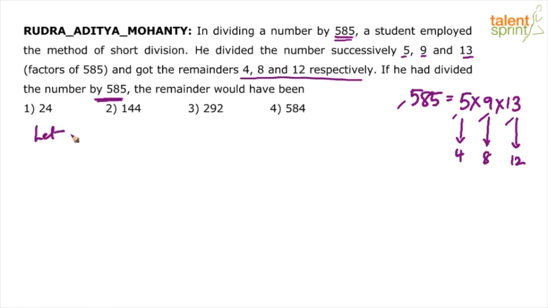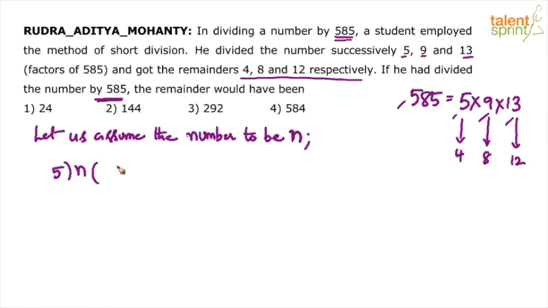Let us assume the number is n. Again, you don't have to write this step in the exam, but understand the process. Now, what are we doing? We divide n by 5. Just write it in the regular division format. The number n is divided by 5. Let's say you get the quotient as q1, and the remainder is 4.